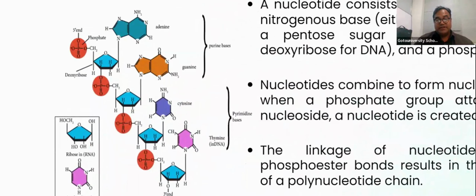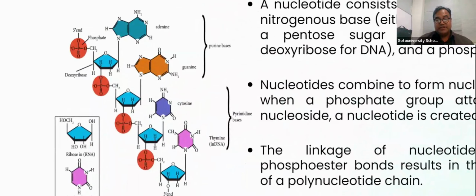Now we know very well the DNA strands run anti-parallel to each other. Anti-parallel in the sense that if one DNA strand is running from 5' to 3', the other DNA strand runs from 3' to 5'. It is always so in the double-stranded DNA structure.